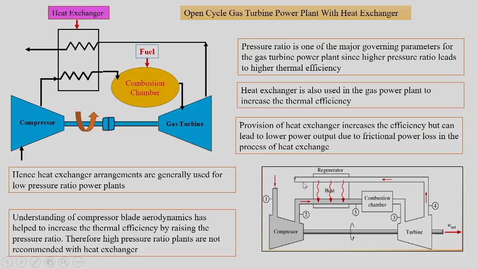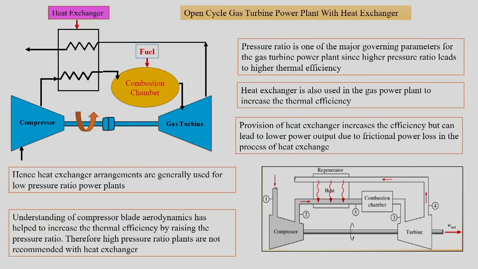Here the name given to the heat exchanger is regenerator, and such a name is also used in steam power cycles. In a steam power cycle, the regenerator concept is also used, where steam is partially taken from the steam turbine and is used to heat the water which is going towards the boiler or steam generator. This would reduce the energy input in the combustion chamber in the case of a gas turbine, or the energy input in the boiler in the case of a steam turbine. So a lower energy input requirement makes the power plant more efficient in the case of a heat exchanger.